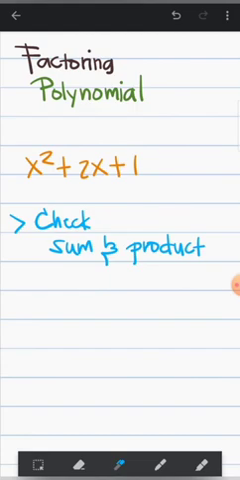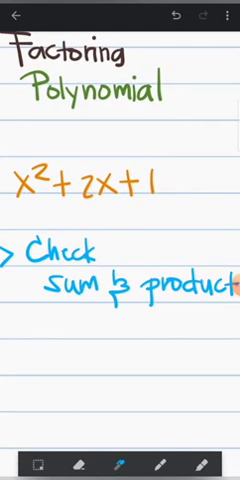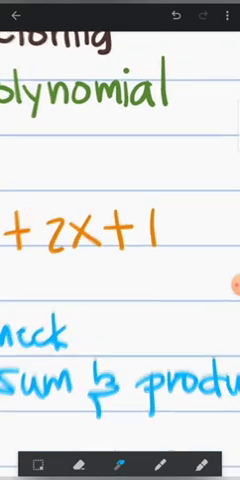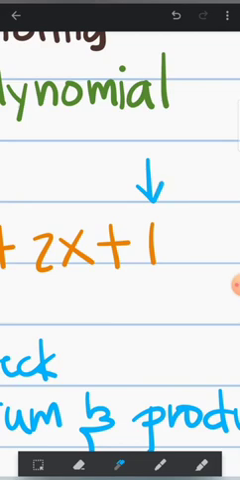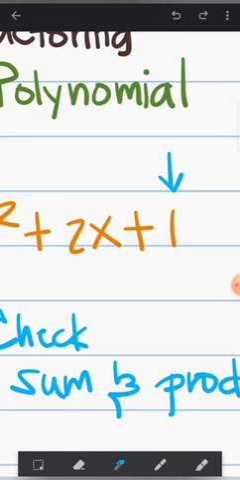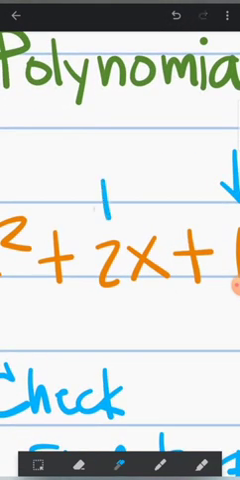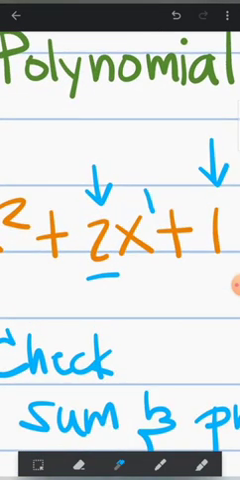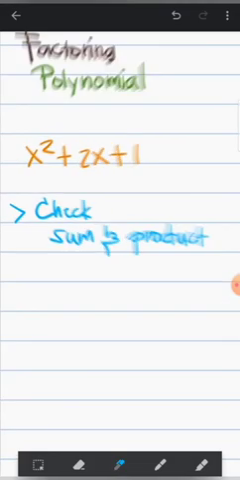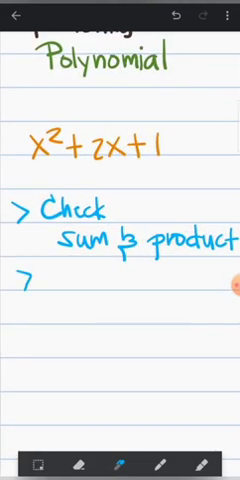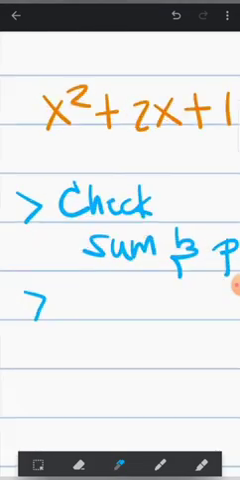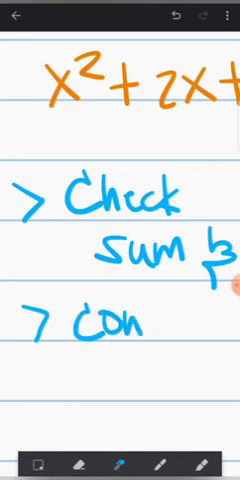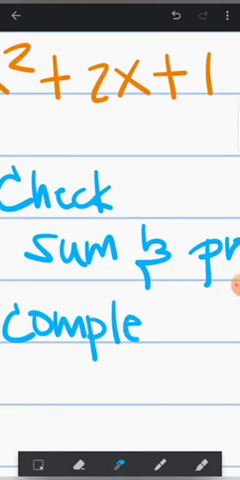So the sum and product method tells you that you need to find two numbers that when you multiply together result to the constant, and if you add together result to the coefficient of the linear degree, or the x with one exponent. Second is, if you cannot do the sum and product method, try using completing the square. So this is another method of factoring quadratics.